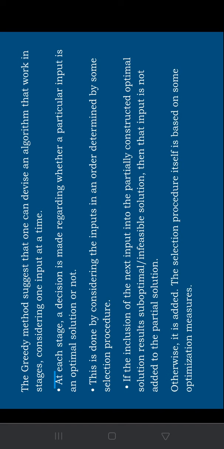The selection procedure itself is based upon some optimization measures. So we won't make the selection simply; we follow some procedure, maybe increasing order, decreasing order, or any procedure we can use for the selection. This is the general algorithm, procedure greedy(a, n).